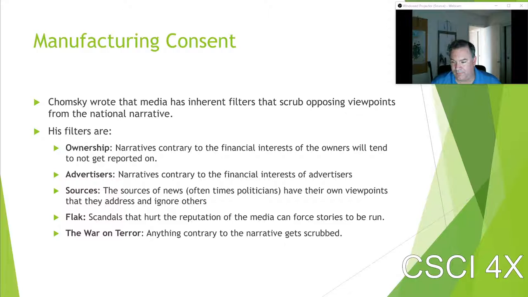So then finally, Chomsky added this one after 9/11. He added, "Anything running contrary to the war on terror gets scrubbed." I don't really see that these days. I don't think the war on terror is really that popular these days. You know, it was maybe true for about a year, maybe 2 years.